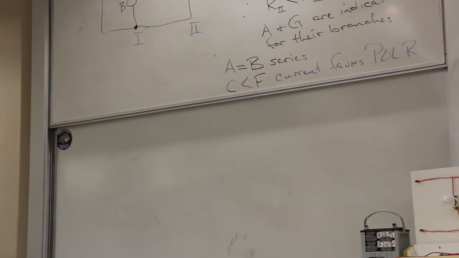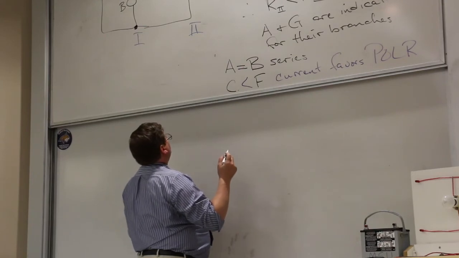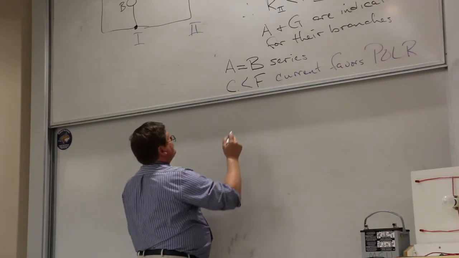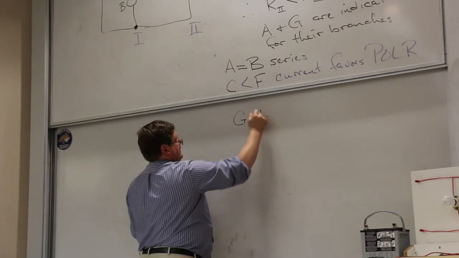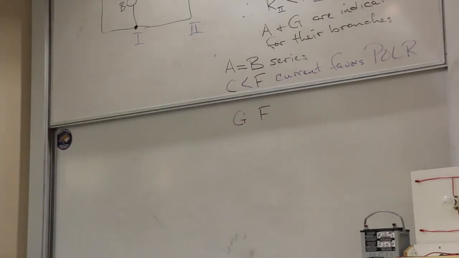Now the next two are G and F. G and F? Yeah. This is an all versus part argument. You could say G is the indicator for branch 2, it gets all of the current through branch 2, F only gets part.